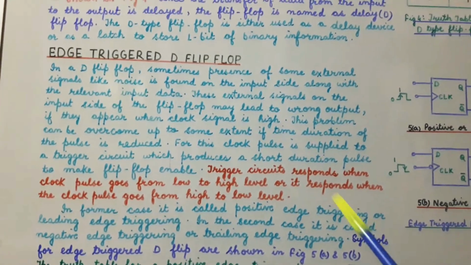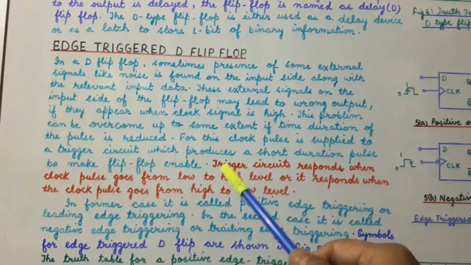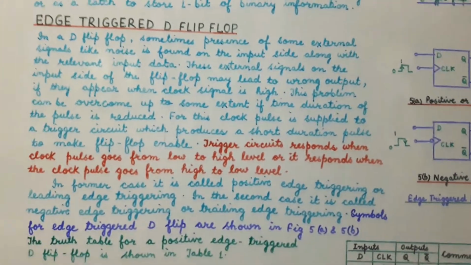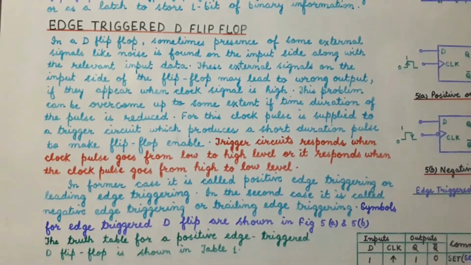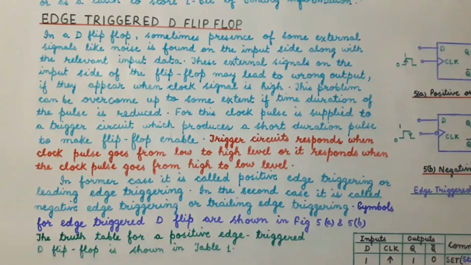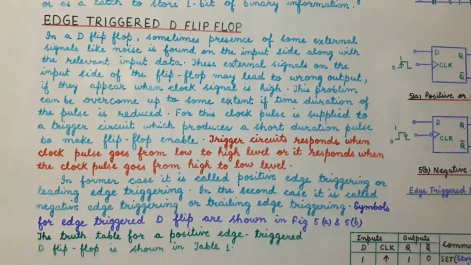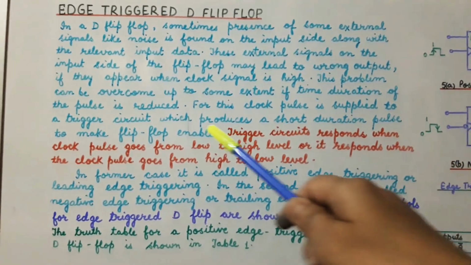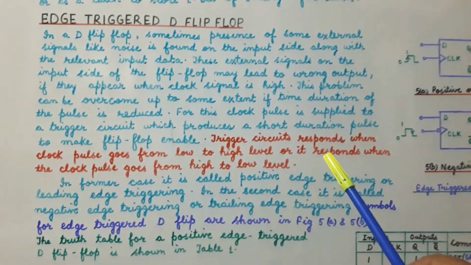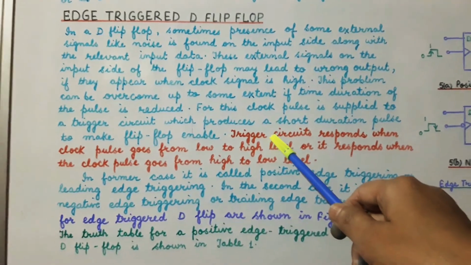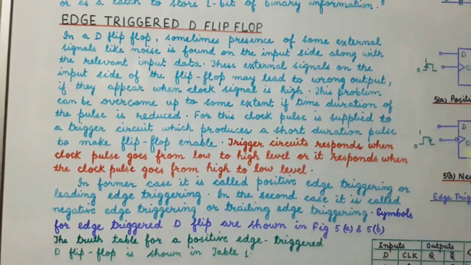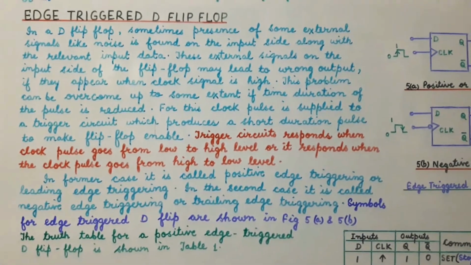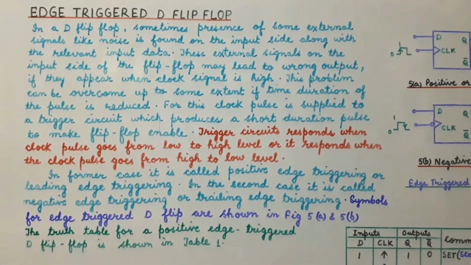और इसी प्रॉब्लम को ओवरकम करने के लिए the clock pulse is supplied to a trigger circuit which produces a short duration pulse to make the flip-flop enable. इसलिए हम लोग इसको एक ट्रिगर सर्किट में क्लॉक पल्स को देते हैं जो शॉर्ट ड्यूरेशन ऑफ पल्स हमको देगा, जिससे कि फ्लिप फ्लॉप फिर वर्क करेगा. Now depending upon the trigger circuit, there are two types of edge triggered D flip flop.